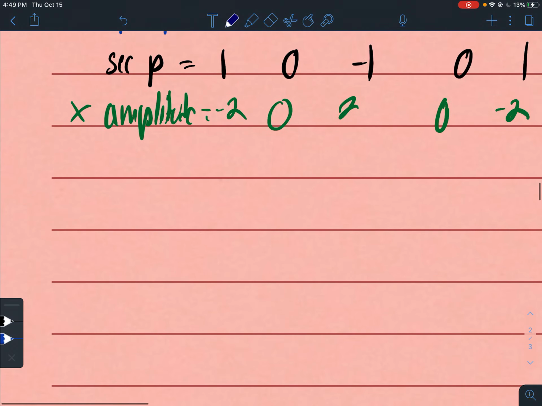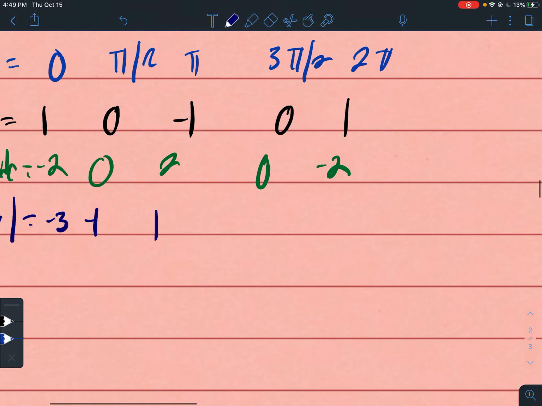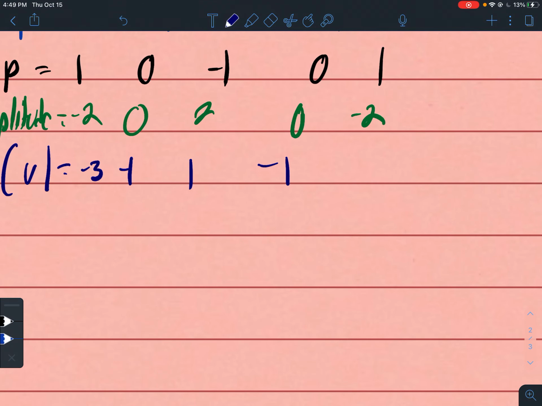And because there's a vertical shift in this problem, you want to subtract everything by 1. And that equals -3, -1, 1, -1, and then -3.